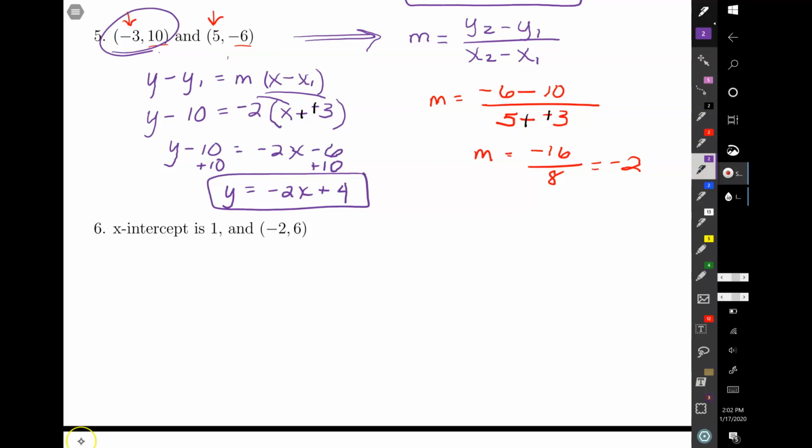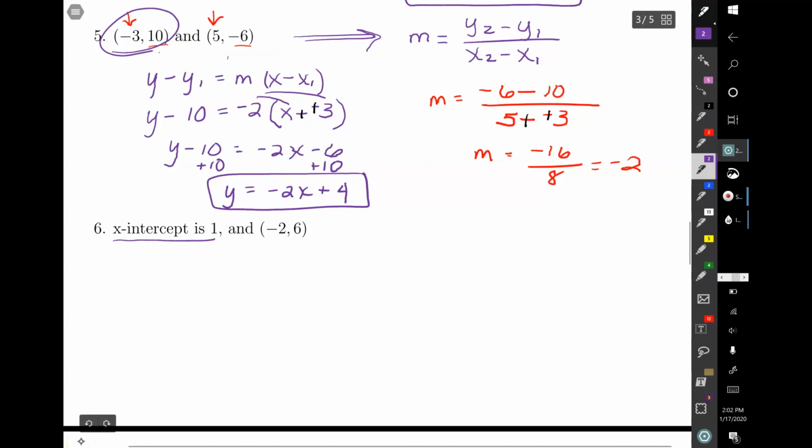So number 6, be careful here because it says the x-intercept is 1. So one of my points is (1, 0). Remember I was saying if you're given the y-intercept, you can just pop right into y equals mx plus b and pop the b in, but you don't have b. You have the x-intercept, not the y-intercept. And another point is (negative 2, 6).